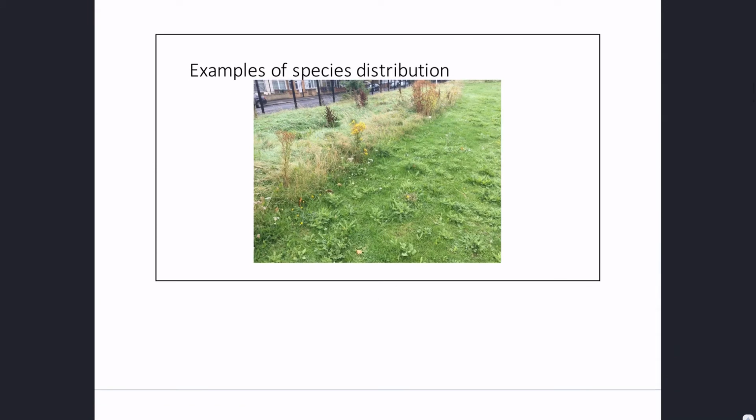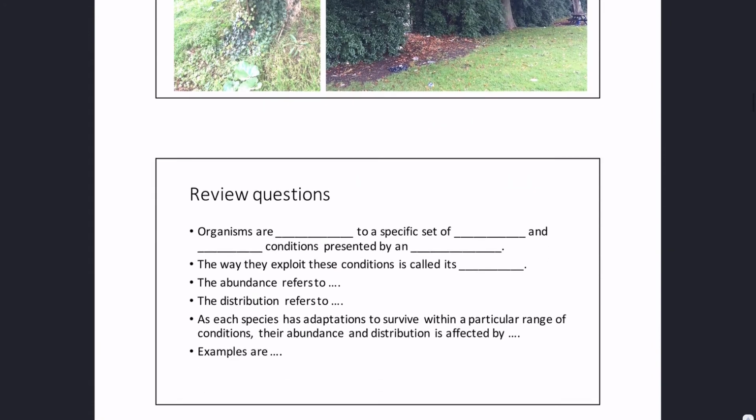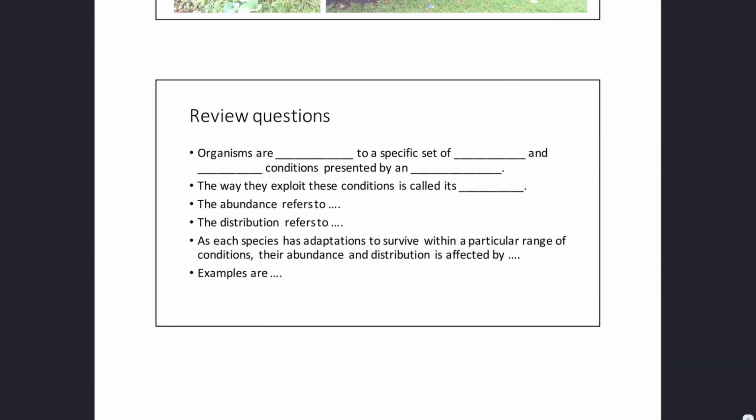So then we looked at some examples, and we tried to think of the reasons why certain species were more abundant in one area versus another area. We talked about how this area might be watered, for example. This area might have less competition because the grass is mown. So you've got to think about all those factors. That's just applying what we've looked at. More examples there, and then we went through the review questions.